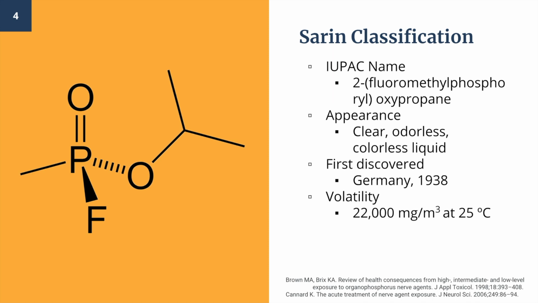At room temperature, sarin exists as a clear, odorless, colorless liquid. It has a boiling point of 147 degrees Celsius, but is highly volatile and can easily be weaponized as a gas. Thus, the most common route towards exposure is inhalation.